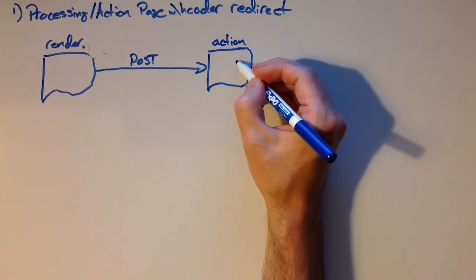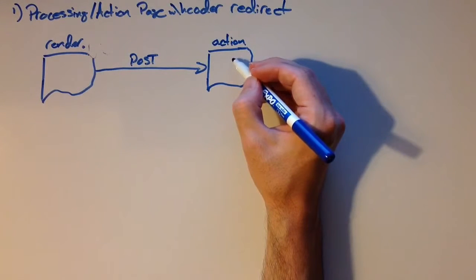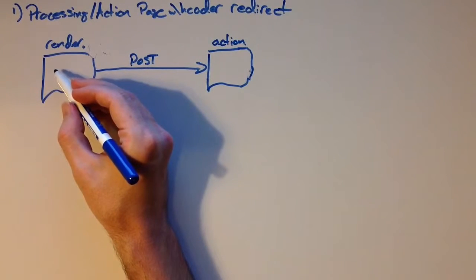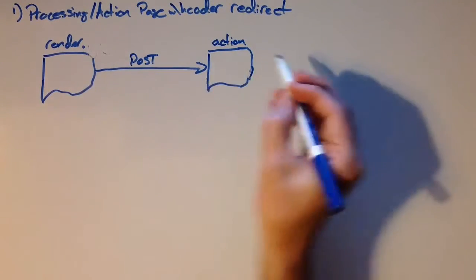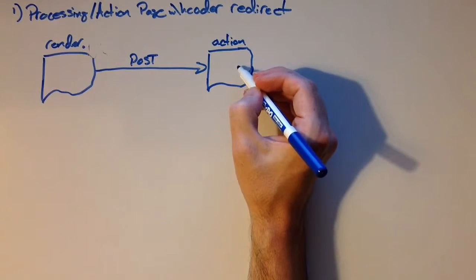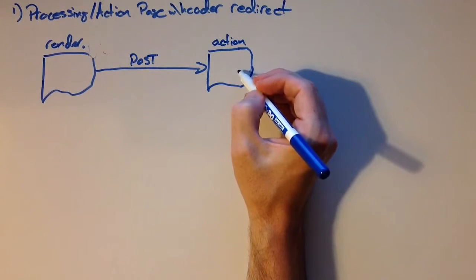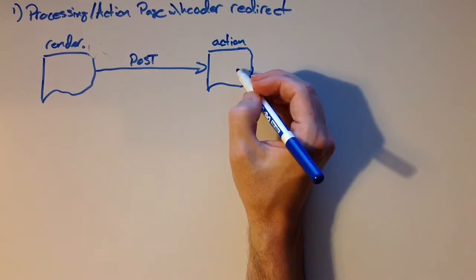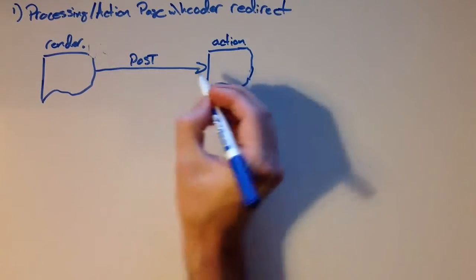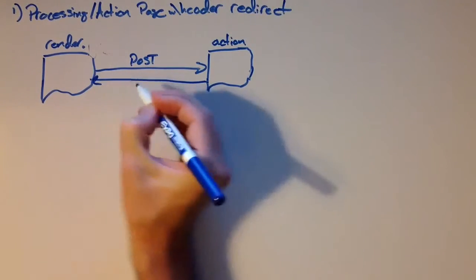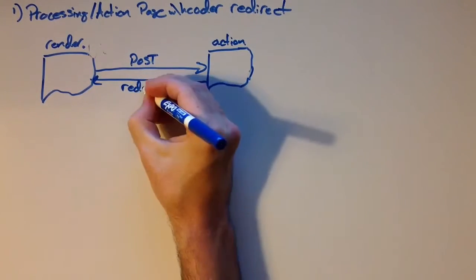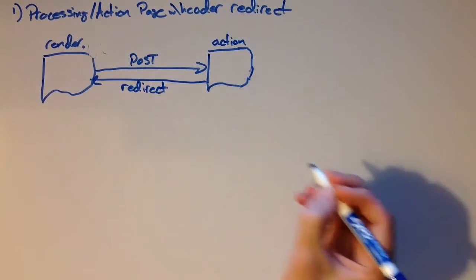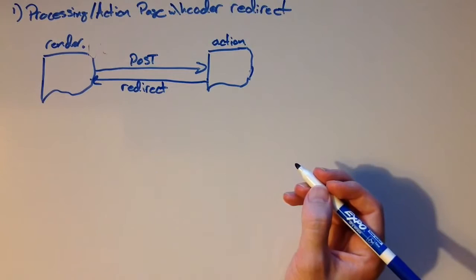The action page will take the form data and do whatever processing it needs to do. For example, this could be a comment form where you leave a comment. You want to save the comment, so it goes to the action page to save it in a database. After it's finished doing that, the next thing for it to do is a header redirect, which instructs the web browser to go back to the render page. So two pages are involved.